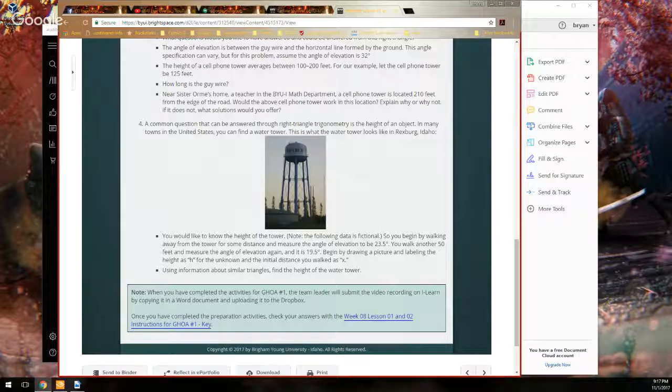So you begin by walking away from the tower for some distance and measure the angle of elevation to be 23.5 degrees. You walk another 50 feet and measure the angle of elevation again, and it is 19.5 degrees. Use h for the unknown height and x for the initial distance you walked.